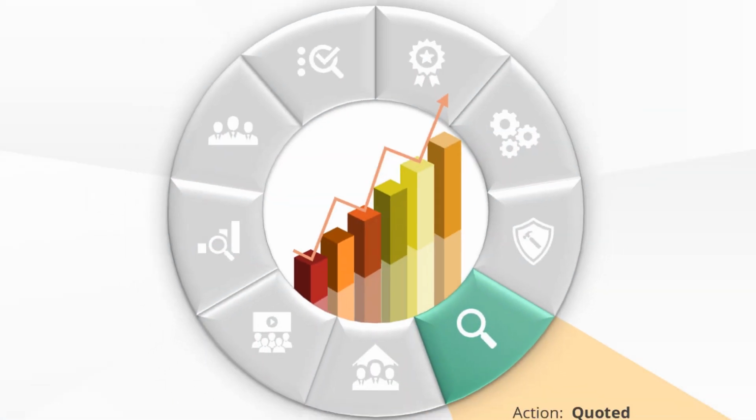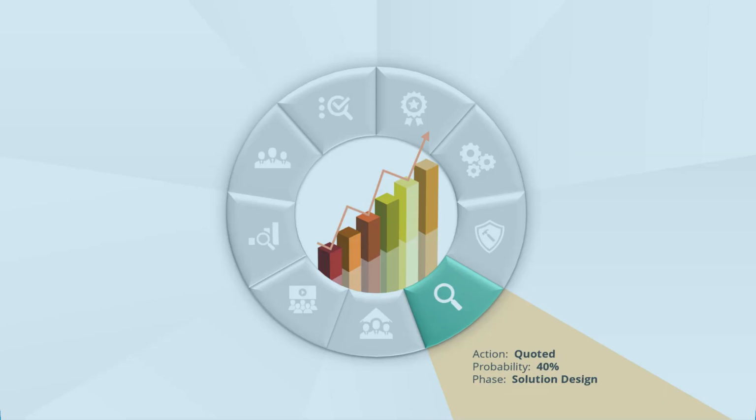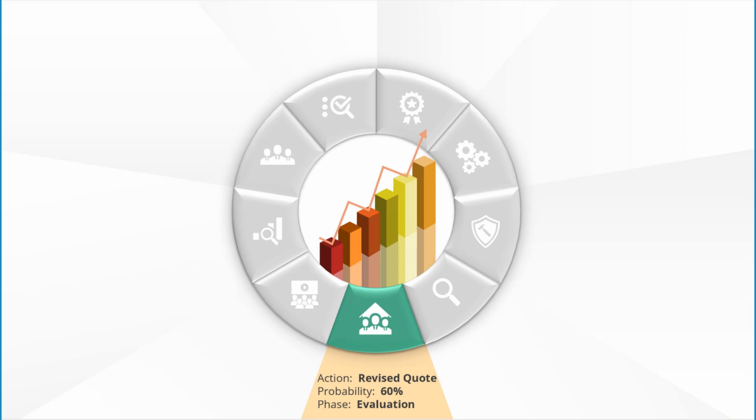The next step for the account manager may be to provide the prospect with a quote. When preparing a quote, the sales lead is selected from the active list of sales leads. When the quote is released, FOURA automatically advances the probability to 40%, which is the solution design phase. If there's a revised quote, this means that the business is gaining a much better understanding of the prospect's needs and places us squarely in the evaluation phase.